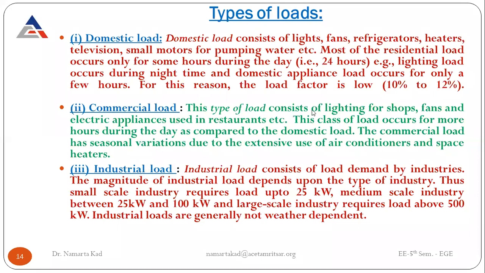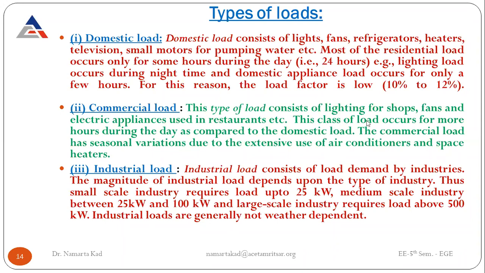And the next type of load is commercial load. This type of load consists of lighting for shops, fans, and electrical appliances like ACs and refrigerators in some of the shops. Heaters are there, especially in the winter season. So all load that is related to the commercial area. Commercial area consists of small shops, big shops, like this.